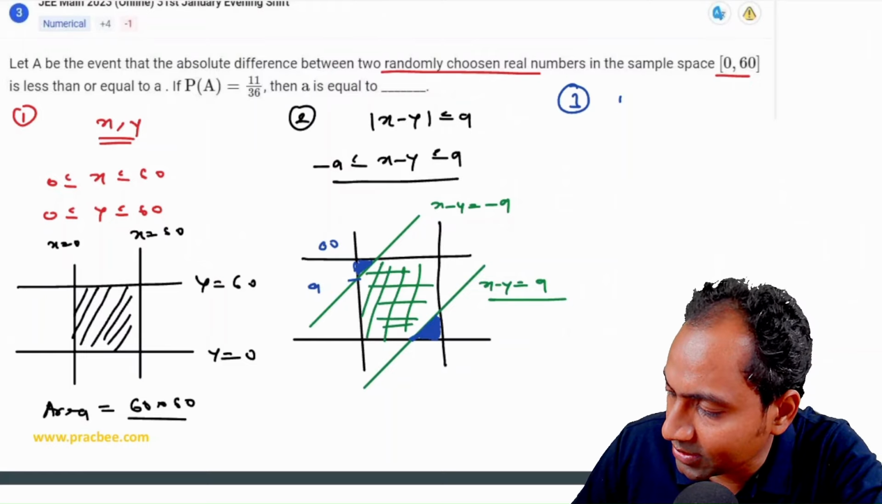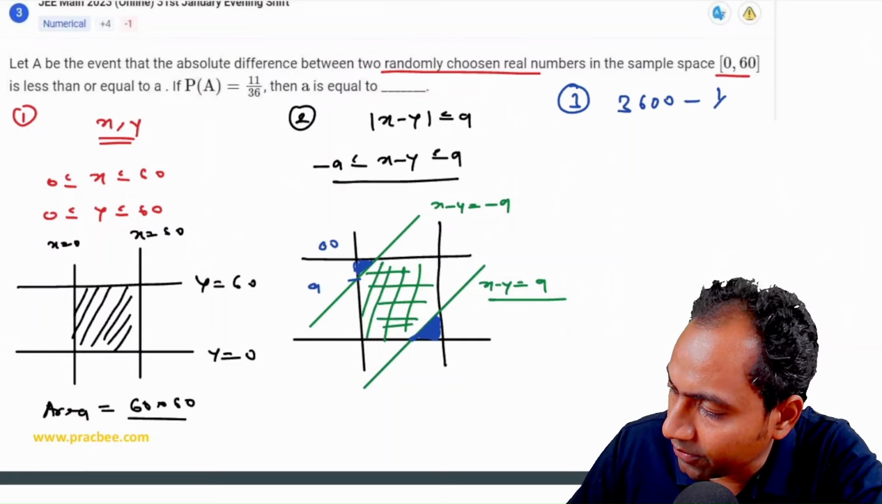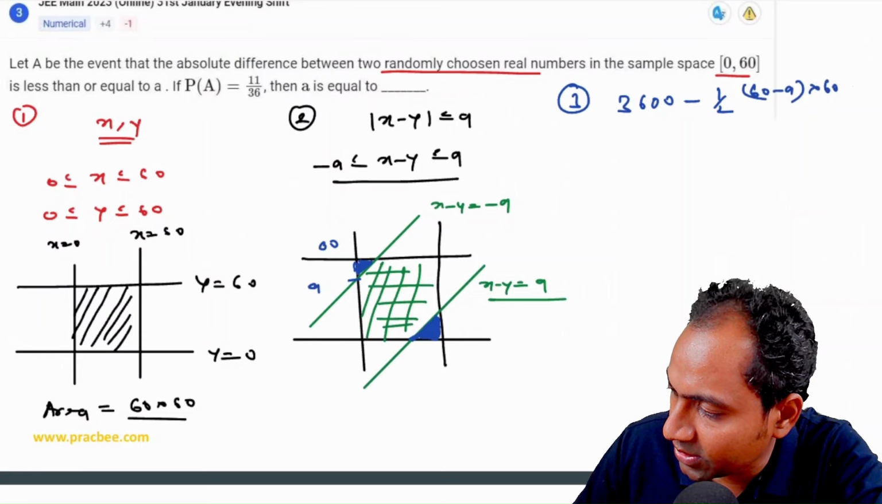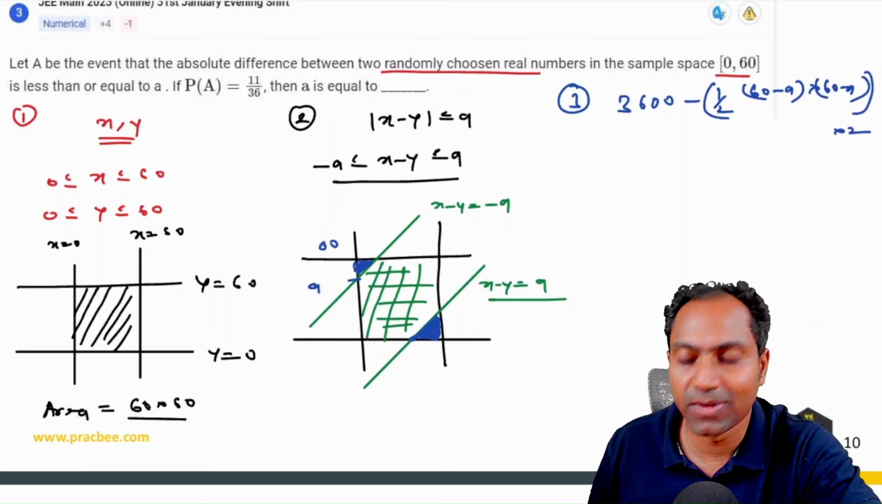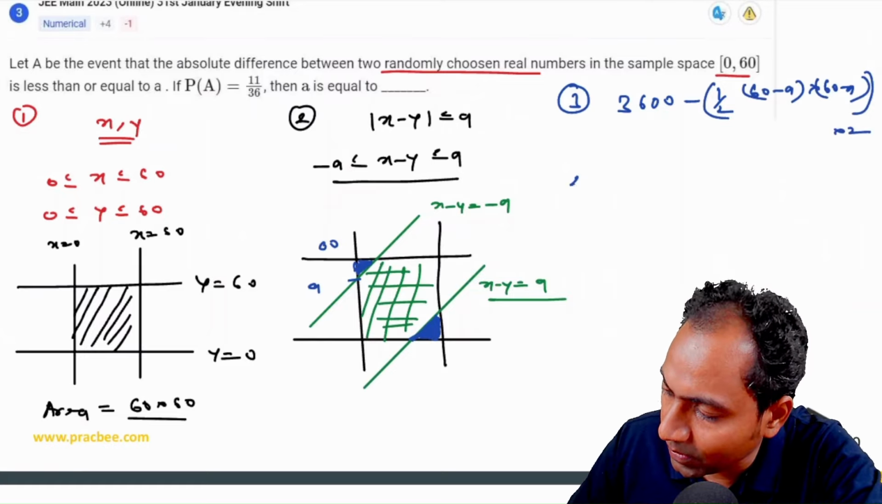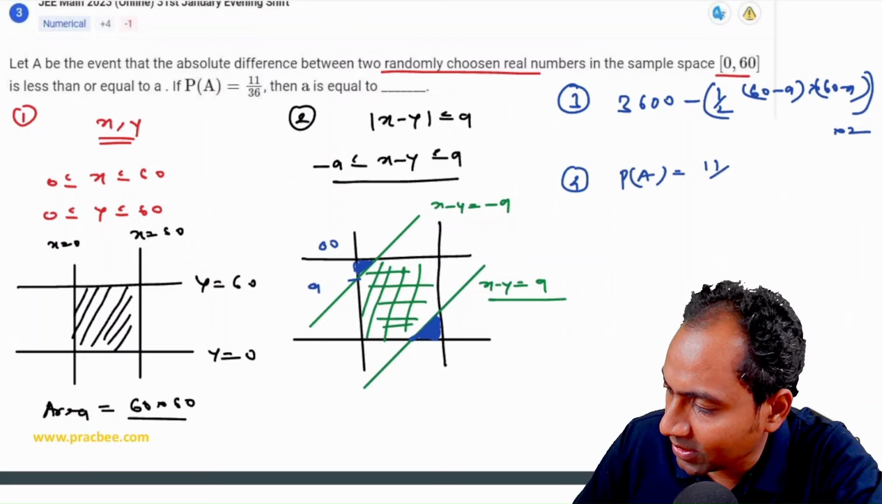So the total area is nothing but 3600 minus half of (60 minus a) into (60 minus a). Now this is happening 2 times, so into 2 will also be put. So this is nothing but my favorable area. Now what they are saying in the fourth part of this question is, if I find the probability of this event, it is nothing but 11 by 36.